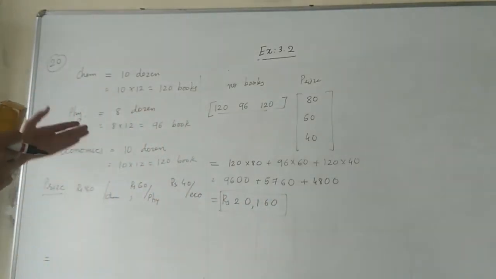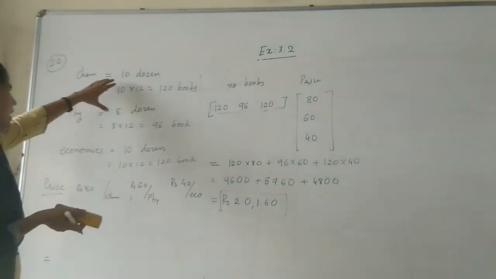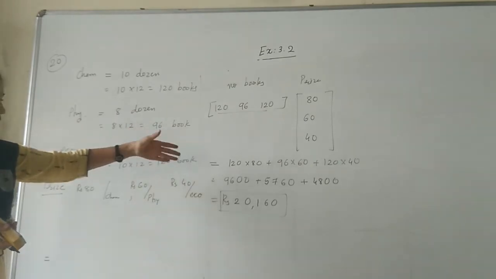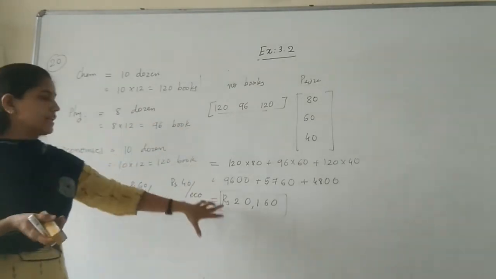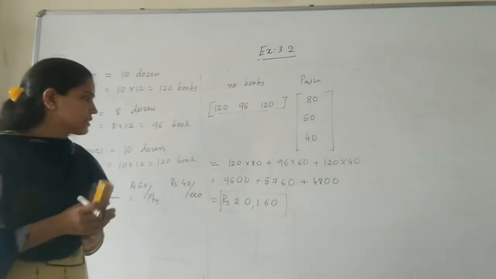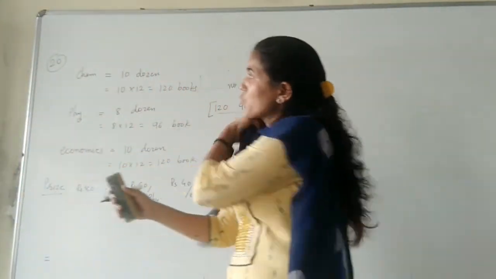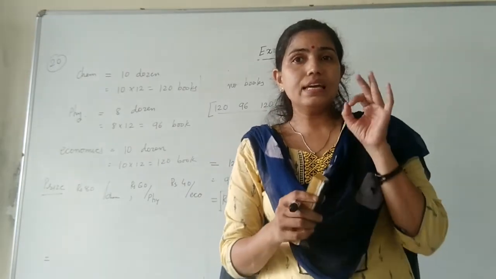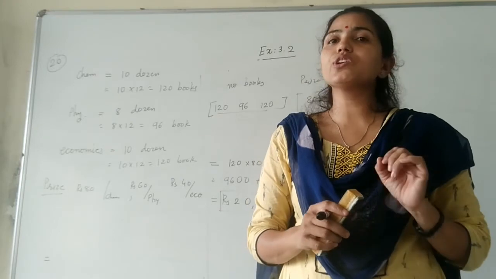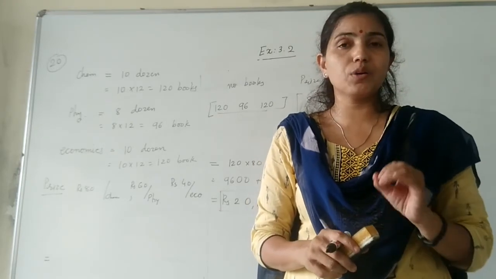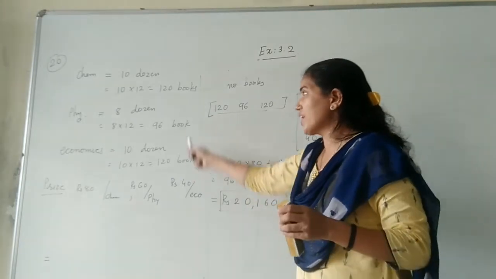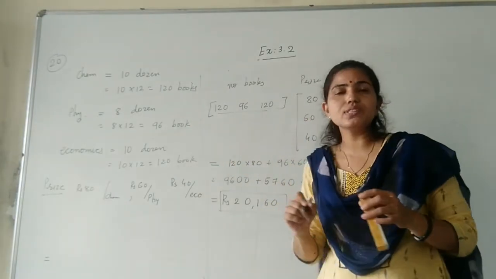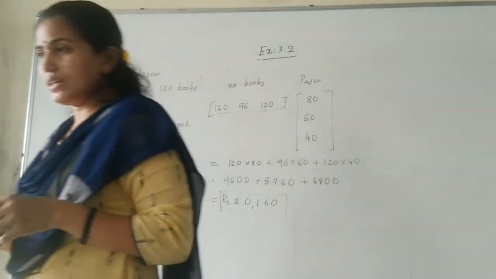So the total price is 20,160 rupees. This is the total selling price of the purchase of 10 dozen chemistry books, 8 dozen physics books, and 10 dozen economics books. Okay students, I hope you understood this question. Whenever the question clearly mentions that we have to apply the matrix algebra or matrix multiplication, we cannot do this directly. We have to write it down in this format. So this is question number 20.